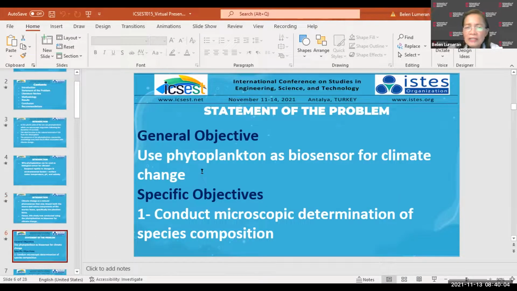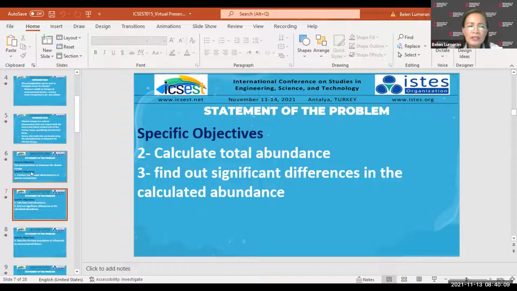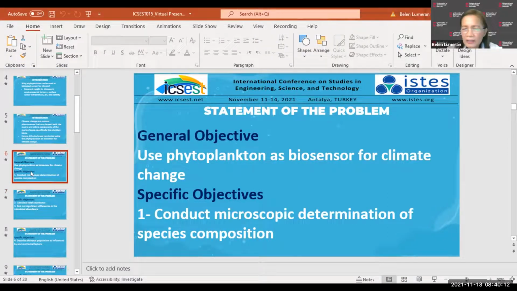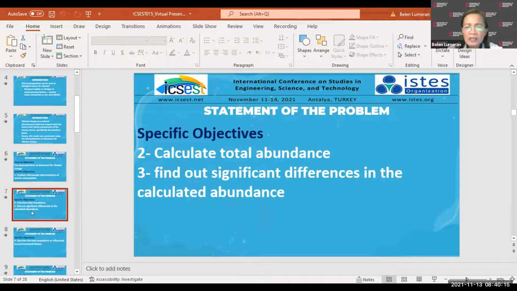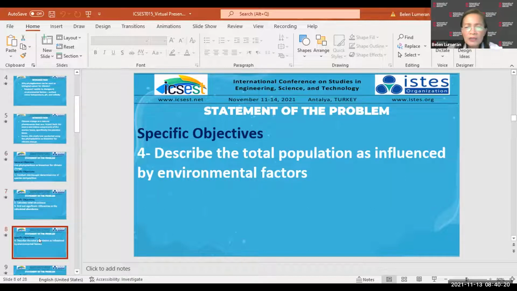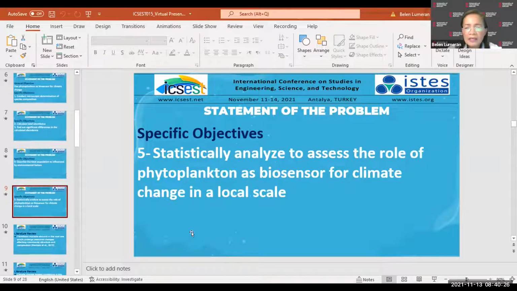The general objective of my study is to use phytoplankton as biosensor for climate change, specifically to conduct microscopic determination of species composition, calculate total abundance, find out significant differences in the calculated abundance, describe the total population as influenced by environmental factors, and statistically analyze to assess the role of phytoplankton as biosensor for climate change on a local scale. Local scale is only, of course, the Bahrain scenario, because they're actually asking, are we experiencing climate change because of the drastic change in the temperature?